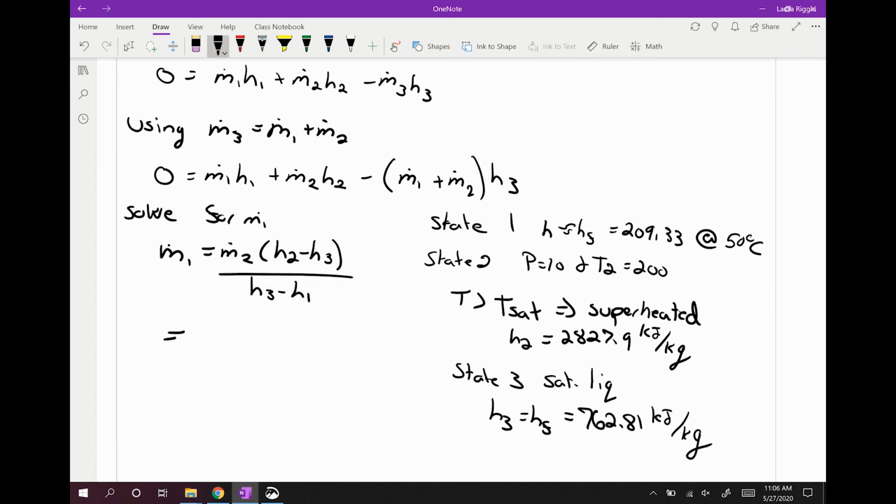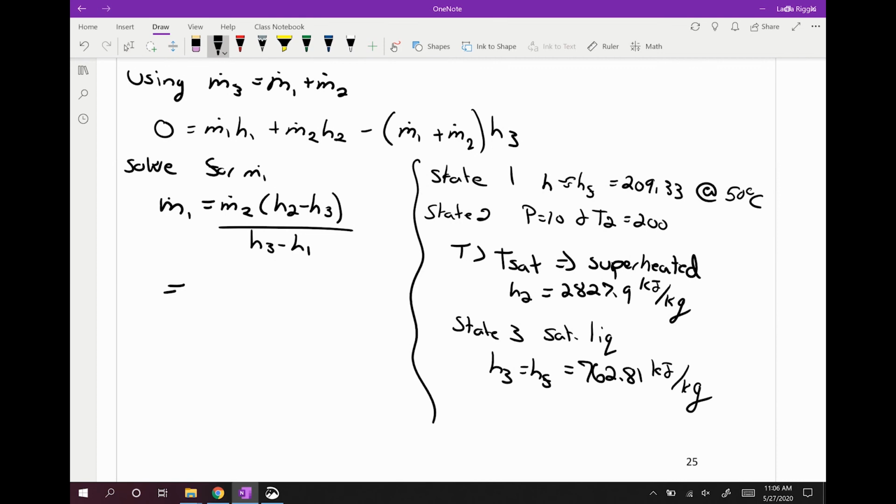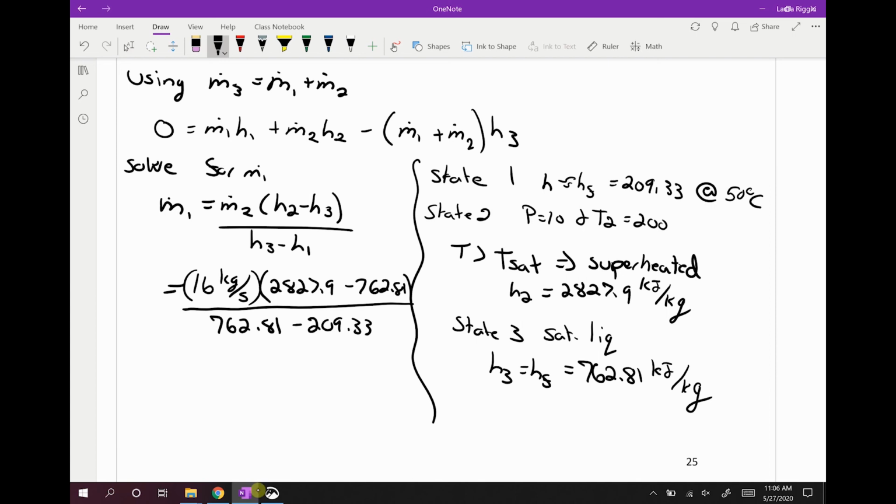So if we plug numbers into our equation for our mass flow rate, we're going to have 16 kilograms per second times 2827.9 minus 762.81 over 762.81 minus 209.33. We get our mass flow rate at state 1 is equal to 59.7 kilograms per second.